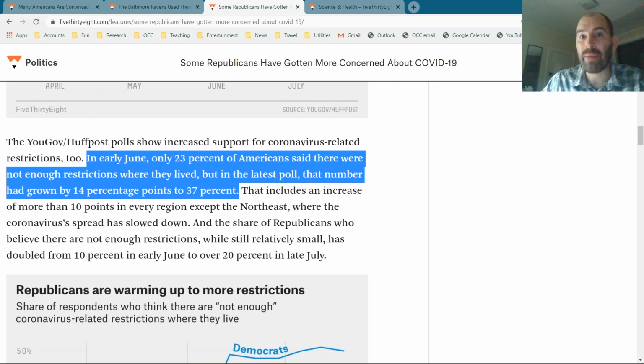So what would the parameters be? Well, the parameters would be if you were to do the same thing, but for all Americans.